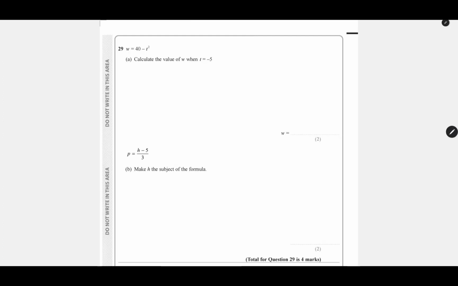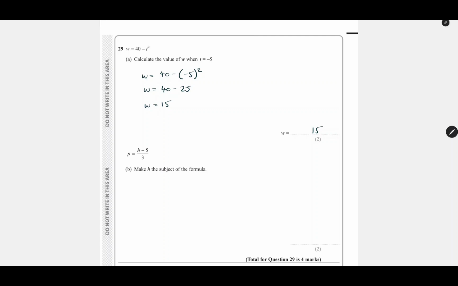Question 29 says w is equal to 40 minus t squared. Calculate the value of w when t is equal to minus 5. So let's plug in minus 5 for t. That's w is equal to 40 minus minus 5 squared. w is equal to 40 minus, minus 5 times minus 5 is 25. So that's 40 minus 25. So therefore w is equal to 15.